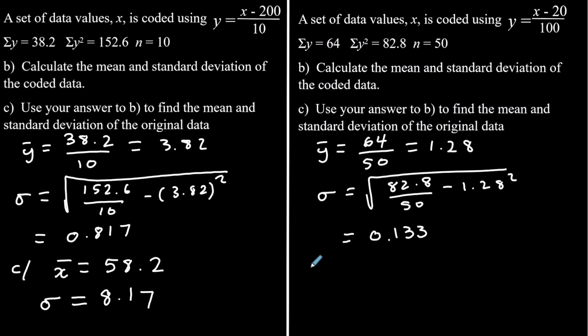So x bar is 148. And the standard deviation is affected by the dividing by 100, but adding or taking away does not affect the spread of the data. So to undo it, we're going to times by 100. So 0.133 times 100 will be 13.3.